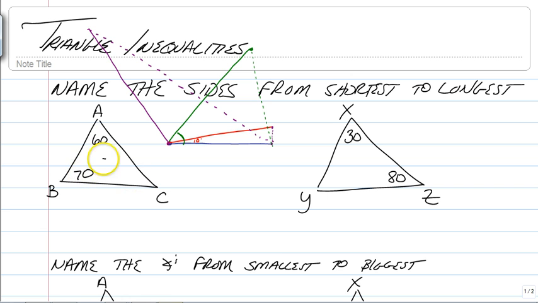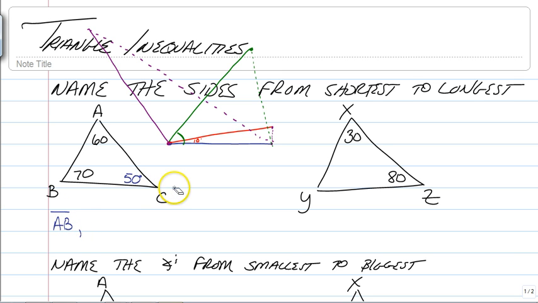First of all, you can't answer these questions until you know what all three angles are. So this guy is going to be 50 degrees because triangles always add up to 180. So if we're going to name from shortest to longest, the smallest angle is angle C. So that means angle C is out of the picture. It's the opposite side. So that means the shortest side will be AB.